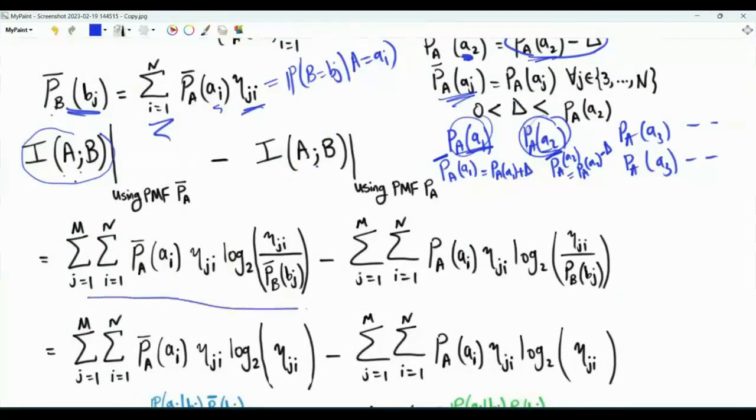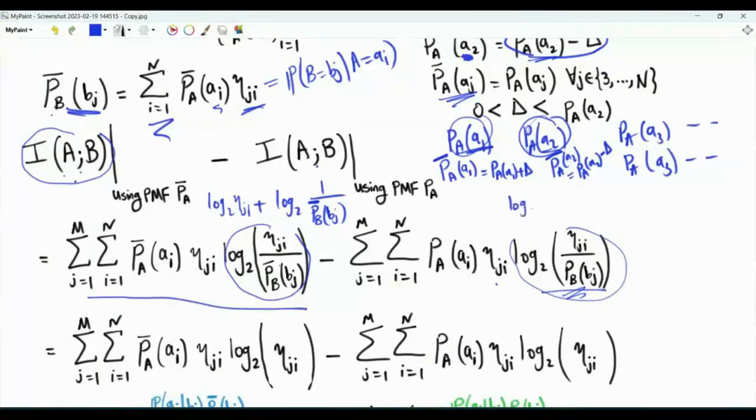The difference is that here we use the new PMF, and here we use the PMF that is claimed to be the maximizer of the mutual information. So just write down the expression of the mutual information. Now we will split this logarithm into two terms and this logarithm into two terms. So from here I can take this and write it as log 2 of eta ji plus log 2 1 over the probability that random variable B is equal to Bj using the new PMF. And we will do the same here.